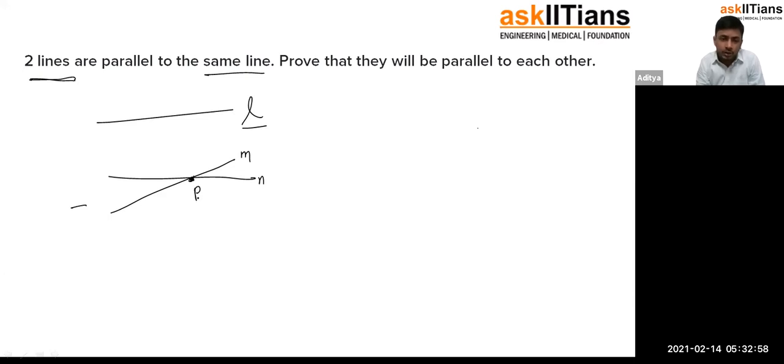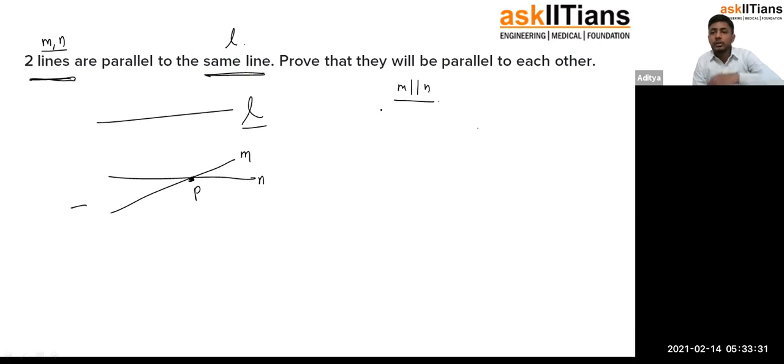Now, if this point is P, then by Playfair's axiom, we can say that there will exist a unique line which is parallel to line L and passes through P. Understand once again, I'll explain very carefully. What are we saying? We are given that two lines are parallel to the same line. So let us say these two lines are M and N. They are given parallel to the same line L. Prove that M and N will also be parallel to each other. This we have to prove, okay?